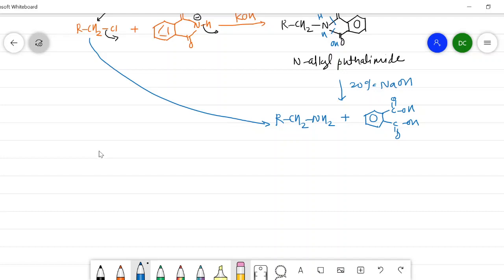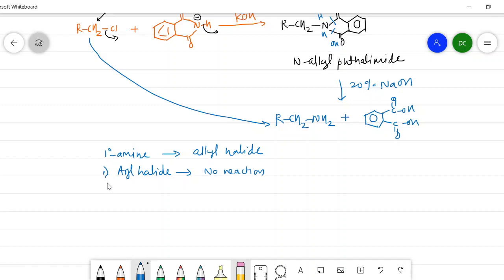The advantage of the Gabriel synthesis is that we can prepare a primary amine from alkyl halide. But when we take aryl halide, there is no reaction, because aryl halides don't undergo nucleophilic substitution reaction, and that's why we cannot get aryl amine as a product when aryl halide is taken in a Gabriel synthesis. This is the disadvantage of Gabriel synthesis.